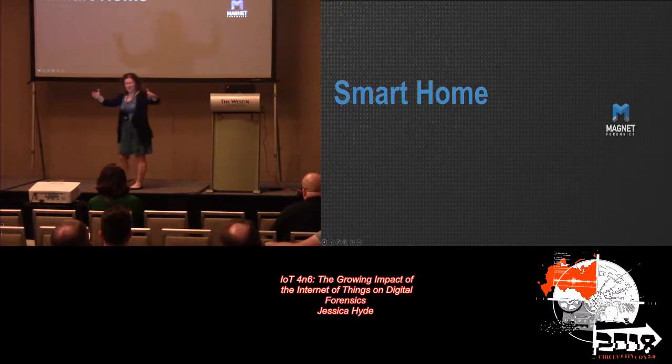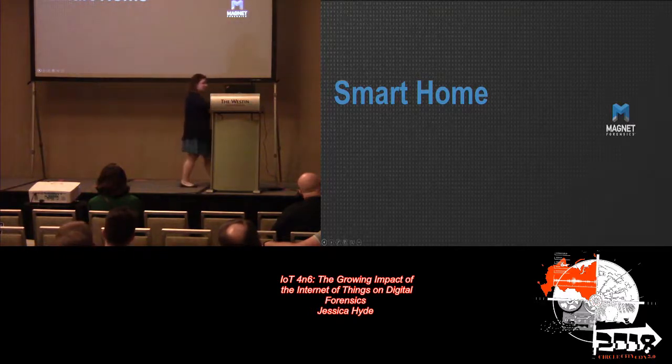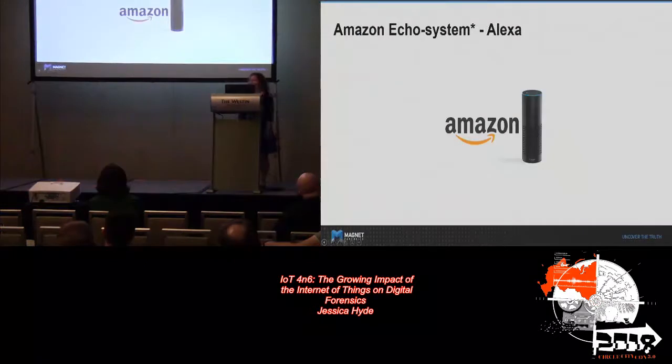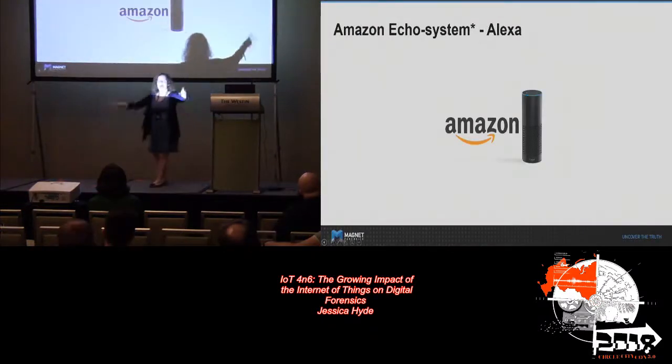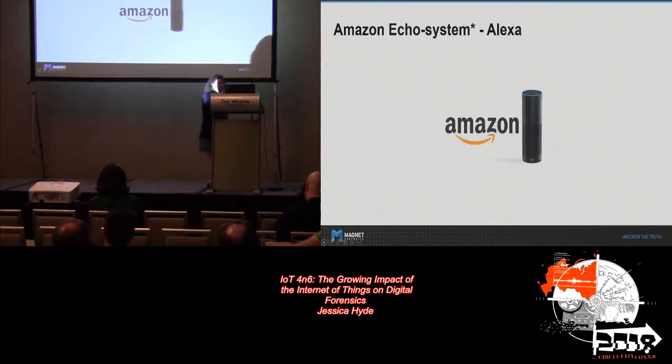Enough about Fitbit? Interesting enough? Want to learn something about smart homes? All right. So this is actually my favorite. This is my baby. This is the Alexa Echo system. Get it? Come on, I'm full of corny jokes.